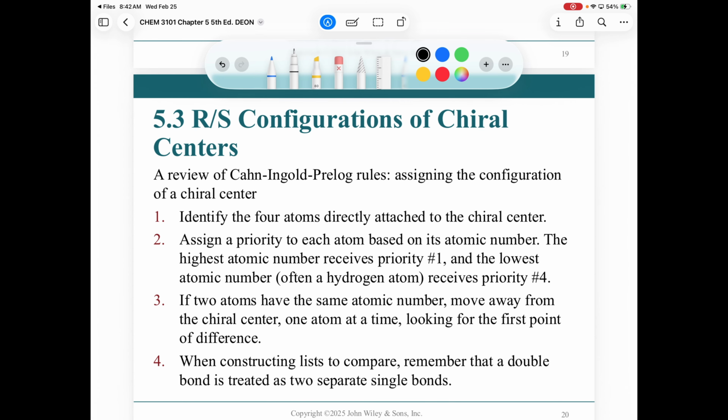A review of the Cahn-Ingold-Prelog rules, which again is just a fancy word for R and S. You identify the 4 atoms directly attached to the chiral center, and prioritize them based off of what? Atomic number first. If 2 atoms have the same atomic number, like 2 carbons would be what we run into the most, then you have to make that laundry list. Remember, you're going away from the chiral center, and you look for a tiebreaker, or the first point of difference. If you have a double bond, it counts as 2 single bonds. If you have a triple bond, it counts as 3 single bonds.